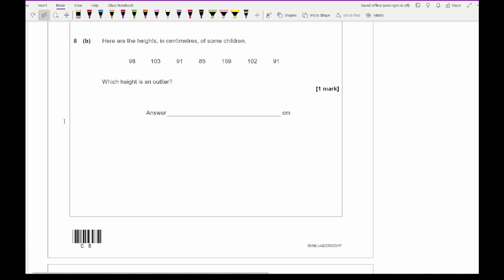Then for question 8b, it says here are the heights in centimetres of some children, and it says which height is an outlier, so which one stands out the most from the rest. So I would say it's going to be the 159.